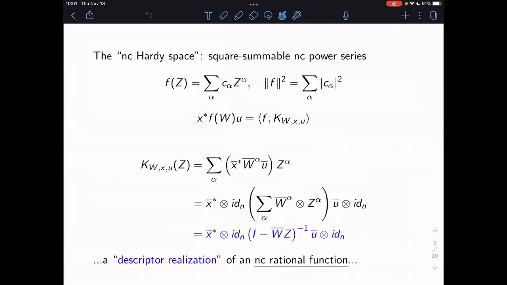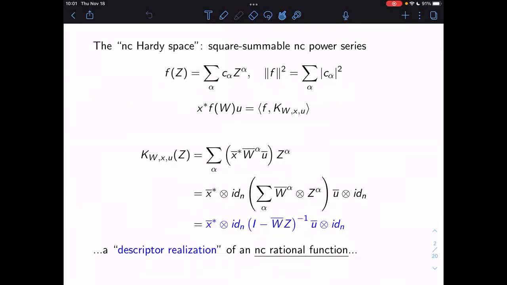So yesterday I introduced this space of square summable NC power series. This is a Hilbert space in the natural way, with the L2 inner product on coefficients. It is clearly an analog of the Hardy space, because if you did this in one variable, you get the Hardy space. In one variable, functions with square summable power series converge in the disk. So we showed that these series will converge well in the row ball and the column ball and the spectral radius ball that we introduced.